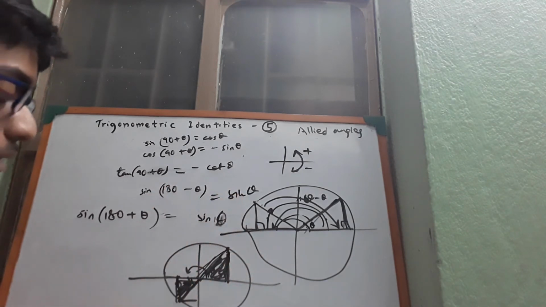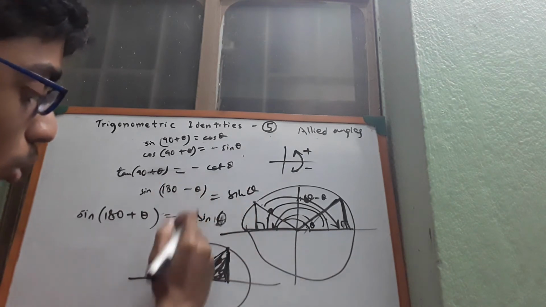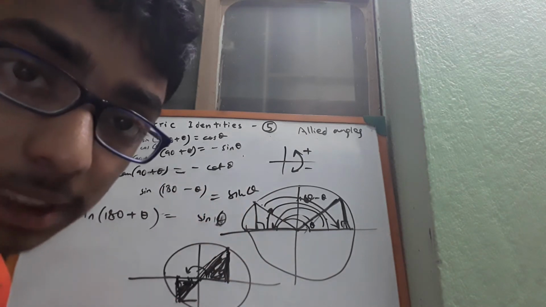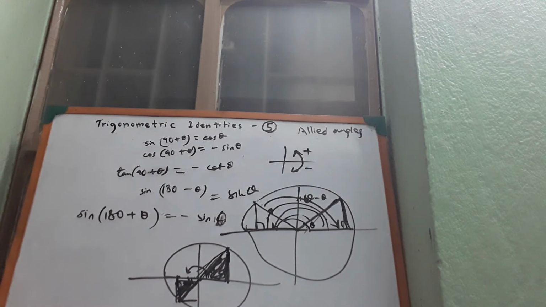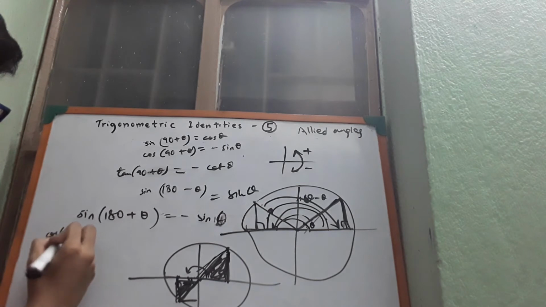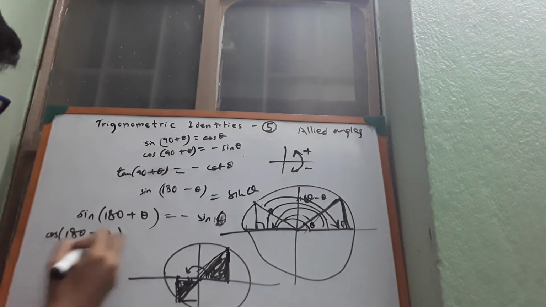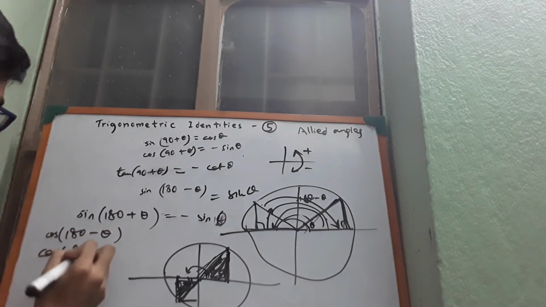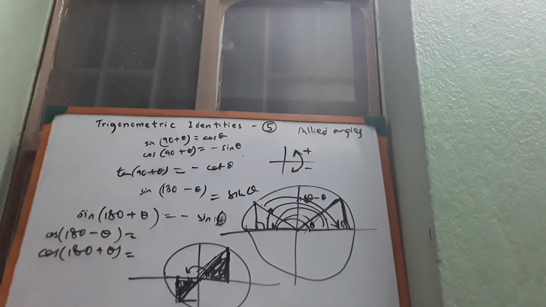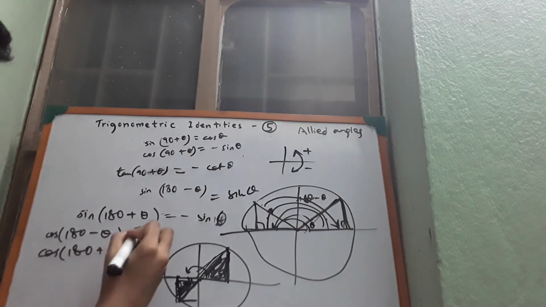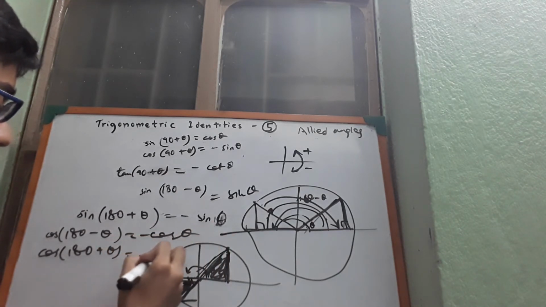We ended up in the third quadrant. So in the third quadrant, all school to college: tan is positive, but sine is negative. So negative sine theta. Sine of 180 plus theta is negative sine theta, but sine of 180 minus theta is sine theta. And for cos, I'm not deriving. You see these things. Cos of 180 minus theta is minus cos theta, and cos of 180 plus theta is also negative cos theta.